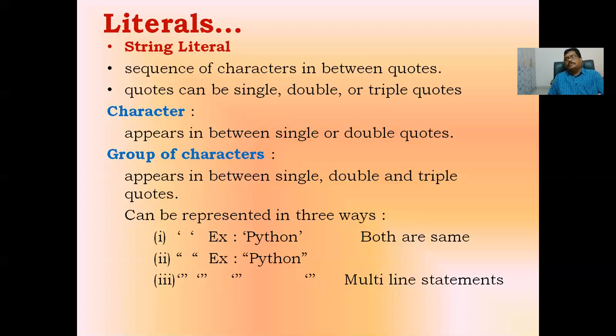Suppose we consider the character literal, it should be a single character. That character within single quotes or double quotes we have to specify. And the next one, string literal. A string literal is considered a group of characters. That group of characters in between single quotes or in between double quotes or in between triple quotes. We are going to specify like this. Even these triple quotes, in the earlier video we have seen, are used for multi-line comments also.